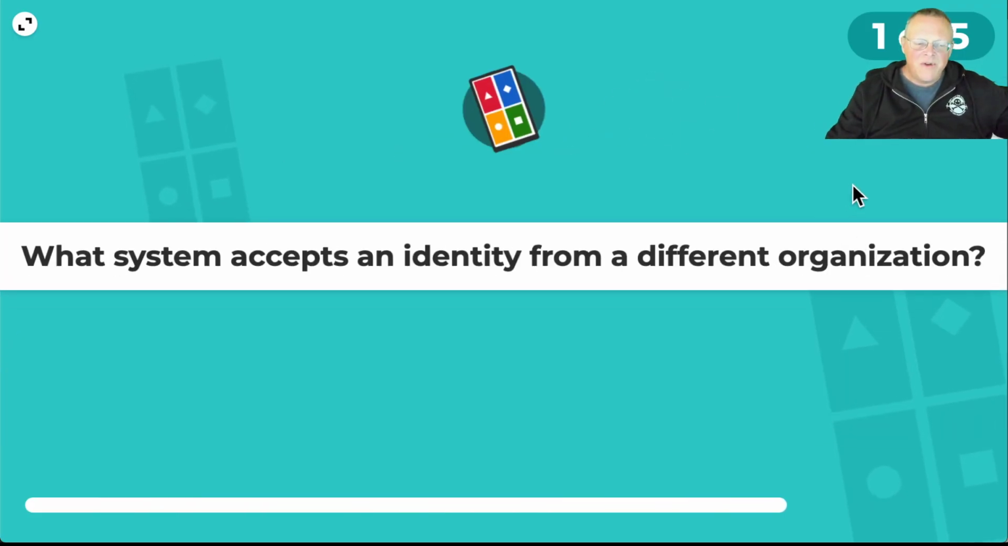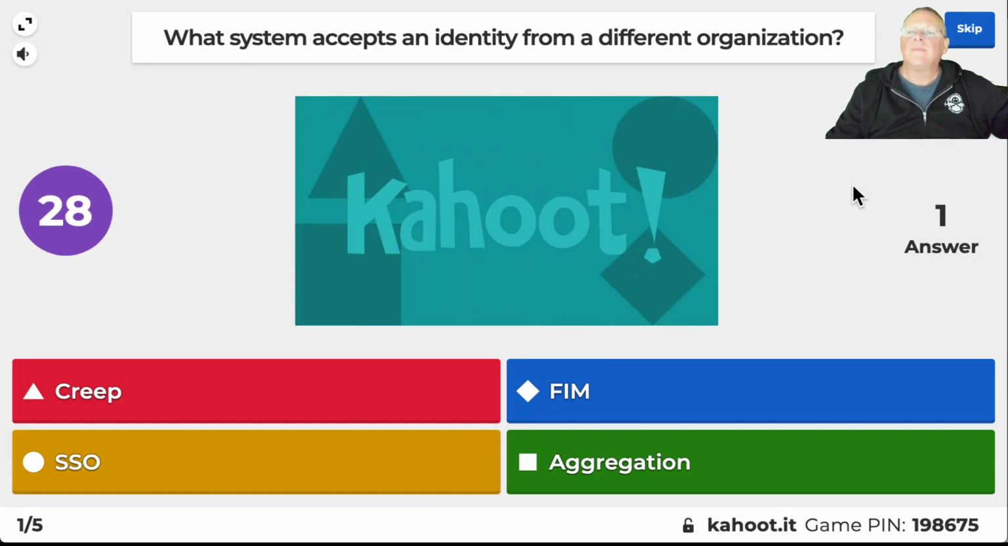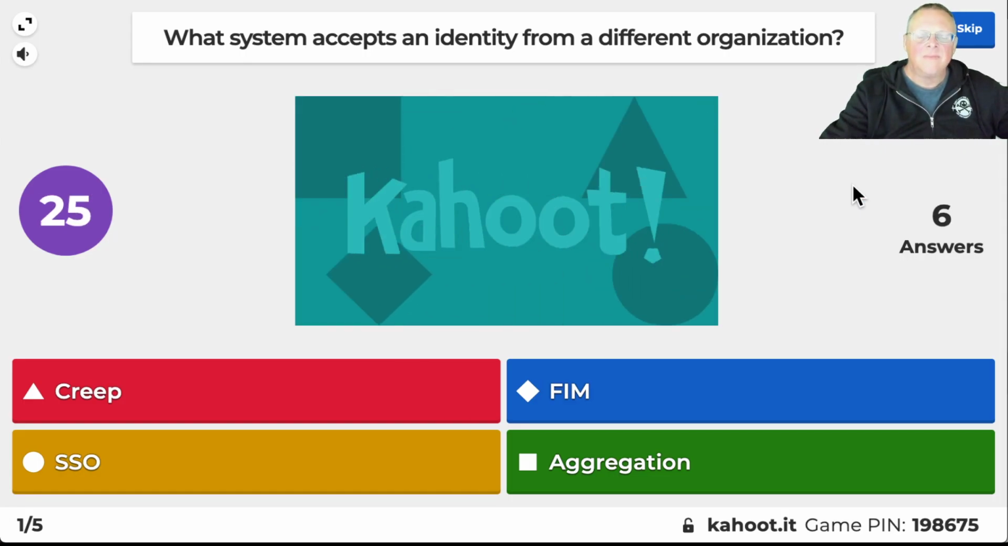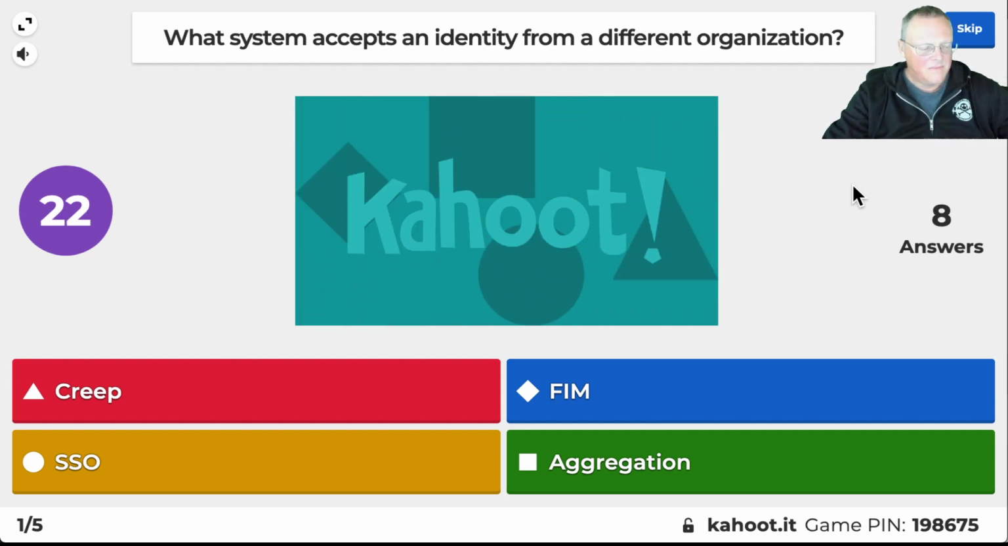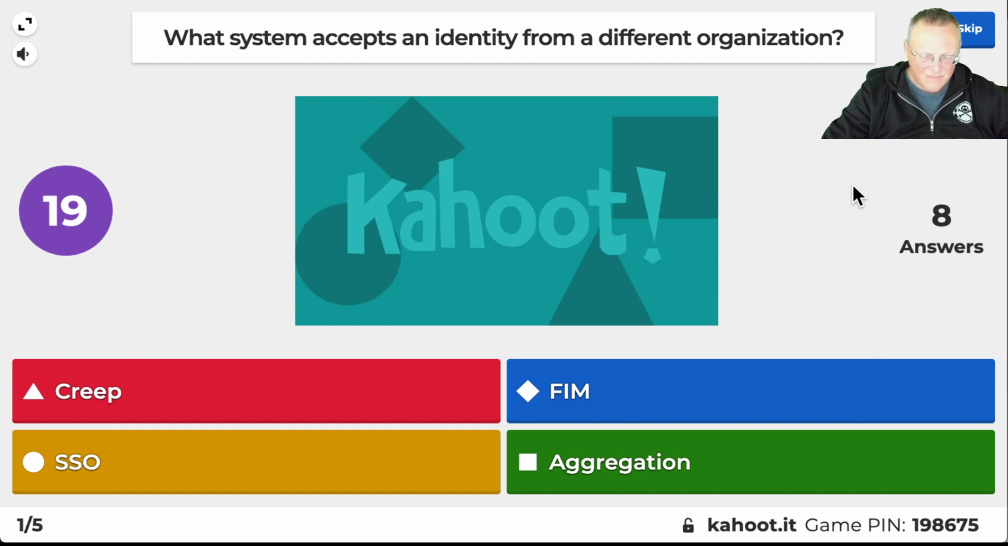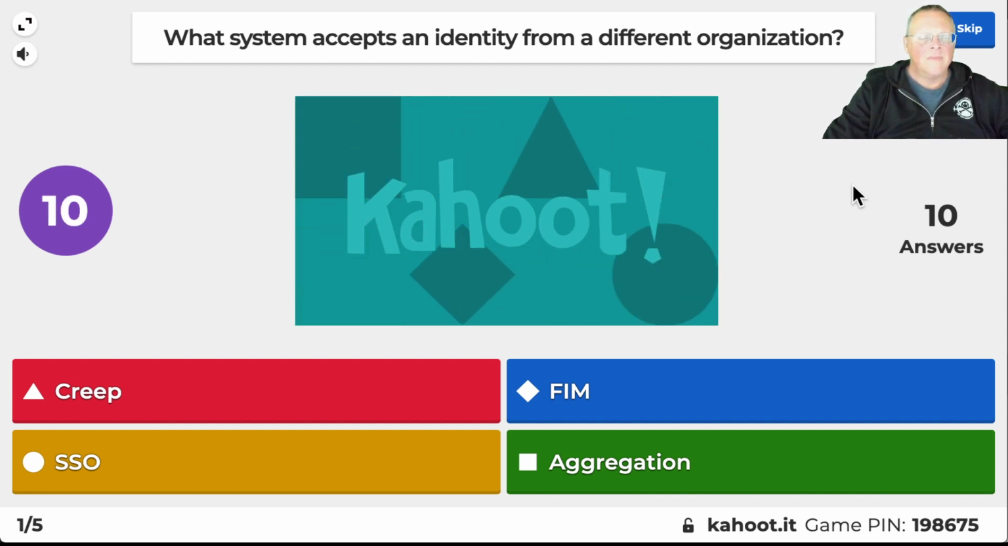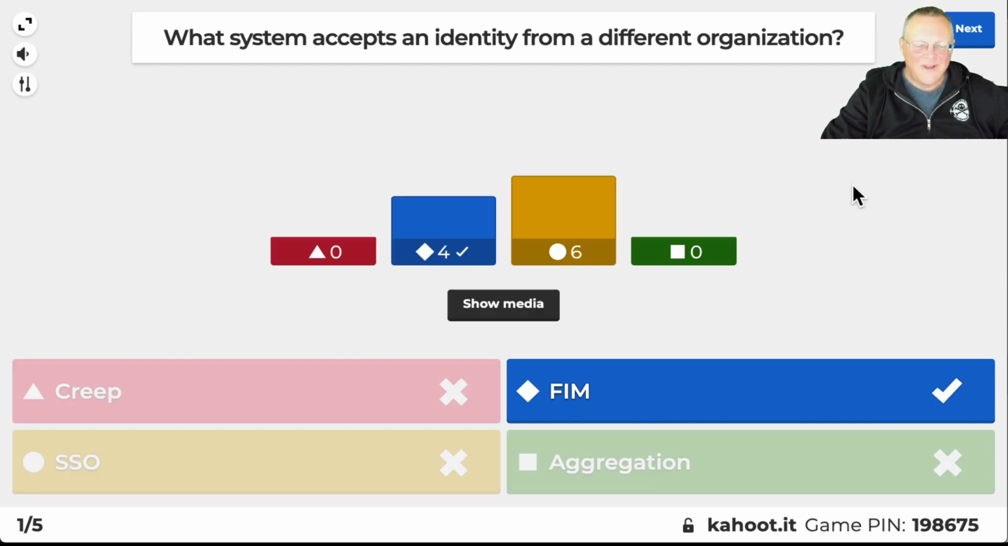Okay, what system accepts an identity from a different organization? Haha, no, there is no going back, Golightly. Yeah, that's it. Federated identity management. That's what they call it, where you trust some other organization, and the fact that they logged in over there is accepted.